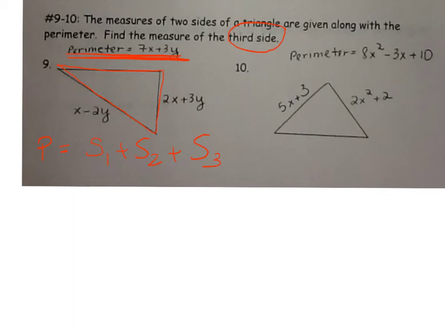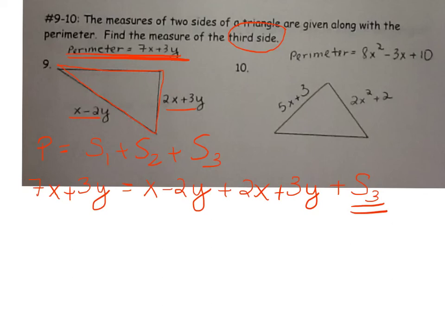So then what I'm going to say is they've given me a perimeter of 7x plus 3y. Okay? And they've given me 2 out of 3 sides. So what if I did this? I'm going to call side 1 x minus 2y. I'm going to call side 2 2x plus 3y. And then I don't really know what side 3 is, so I'm just going to call it S3 for now. And what I'm trying to solve for is that S3, meaning get the S3 by itself.